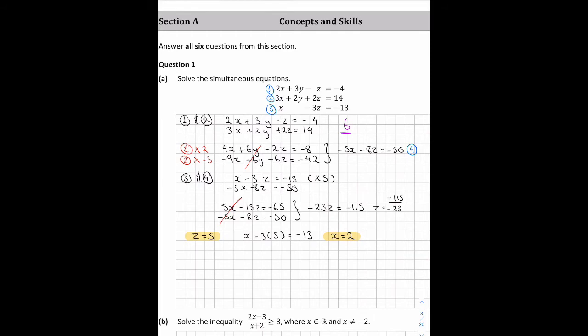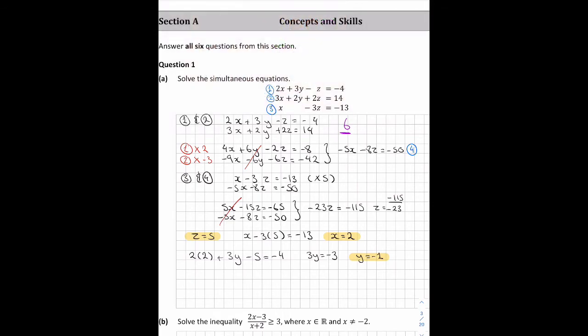And then lastly, we're going to sub z is equal to 5 and x is equal to 2 back into equation 1 to obtain a value for y. So we will do 2 times 2 for x plus 3y minus 5 for z is equal to minus 4. That gives us 3y is equal to minus 3. And then dividing both sides by 3, y is equal to minus 1. And again, we'll just highlight that as well. So that's our final answer there.